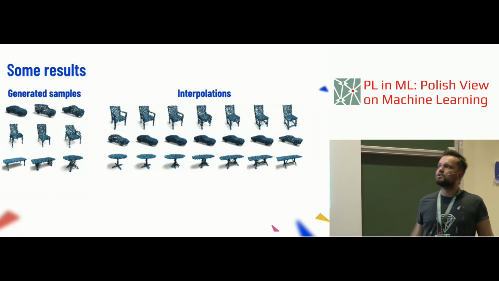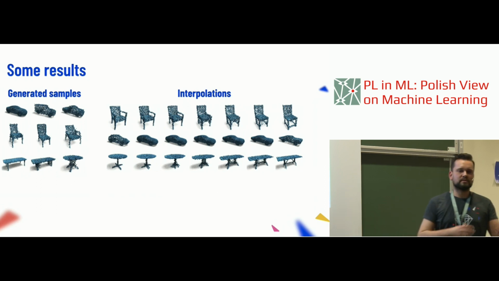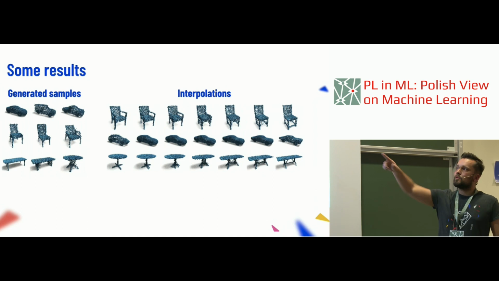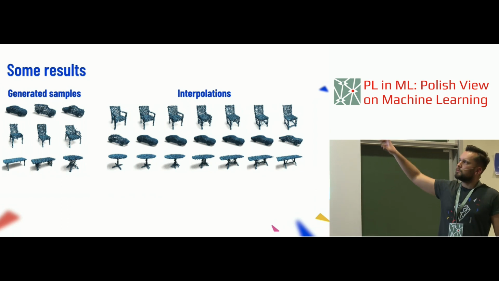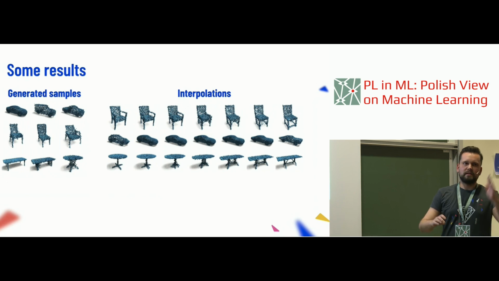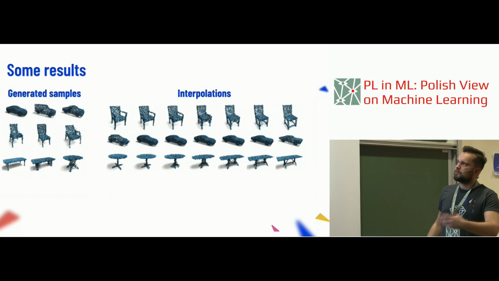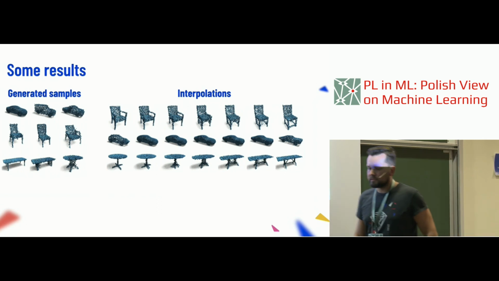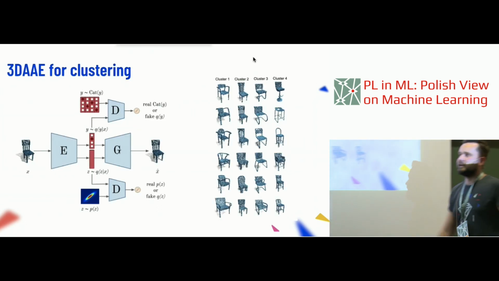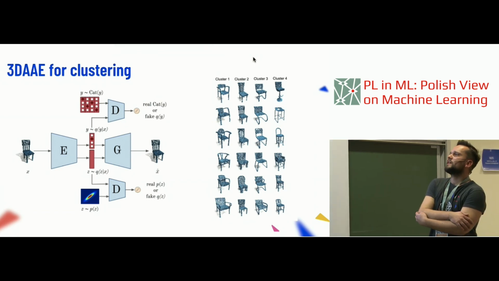And here are some additional results. So here we have the generated samples from our model. We can also sample from the prior distribution and generate artificial samples. Some more interpolations. You can see that we can interpolate between those two objects, and the intermediate objects during interpolation are also real good-looking 3D point clouds.